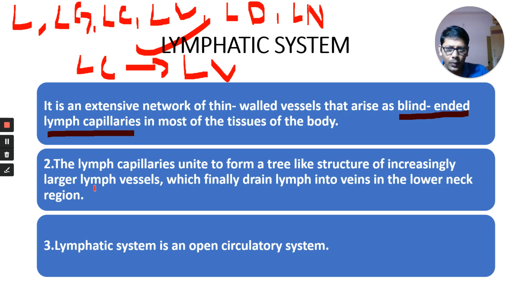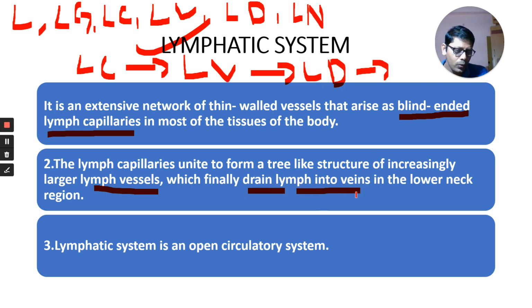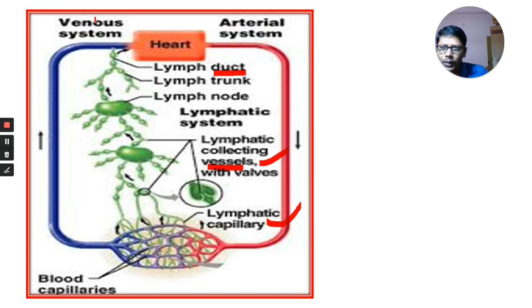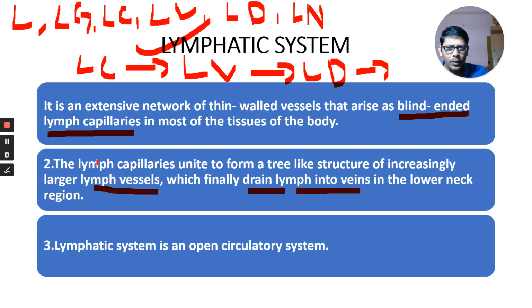The lymph vessels finally drain lymph into the veins in the lower neck region. These lymph vessels form lymph ducts, and these lymph ducts finally release lymph into the veins. You can observe here, this is the vein. They are releasing the lymph into the veins. That is the meaning of this point.